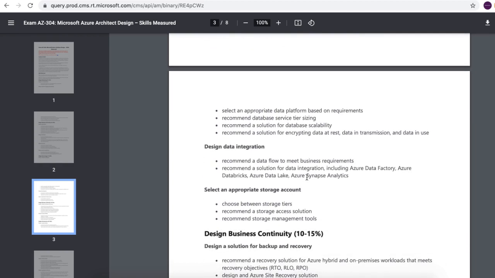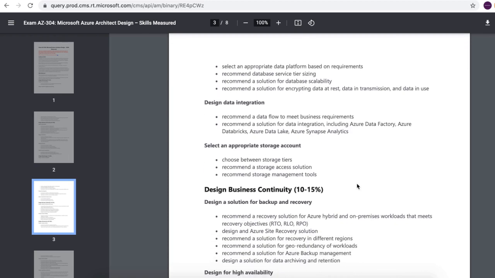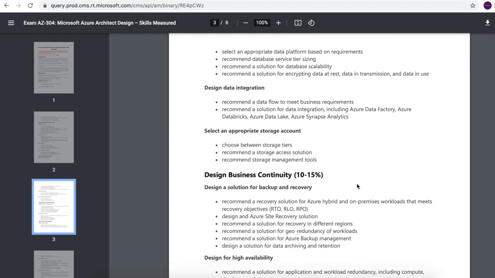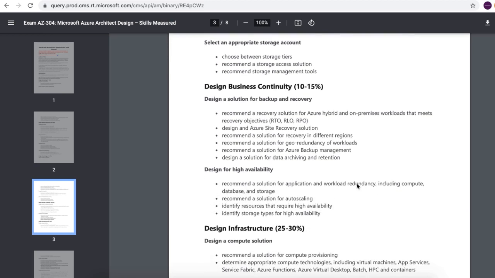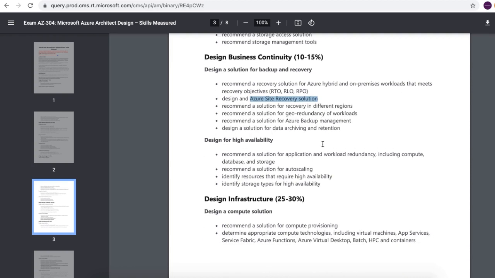Moving on to design data storage, there were a load of questions related to Azure Data Factory, Azure Databricks, and Azure Data Lake. So make sure you understand that. Then as well as storage access solutions. Moving on to design business continuity. What came up here was geo-redundancy of workloads, high availability, Azure backup. Yeah, all of that came up.